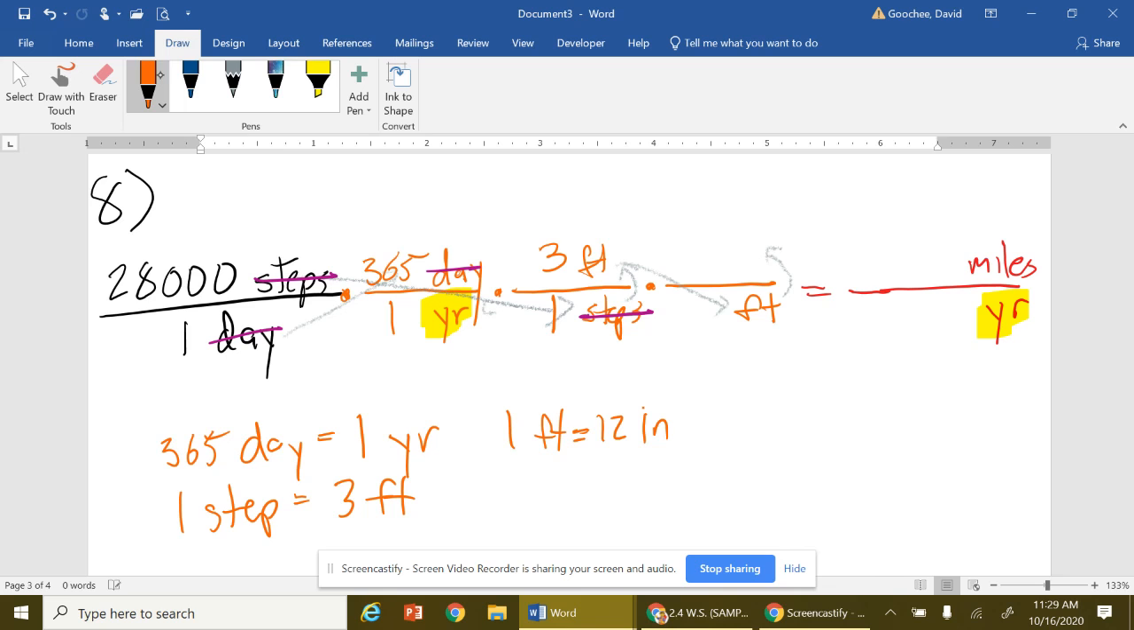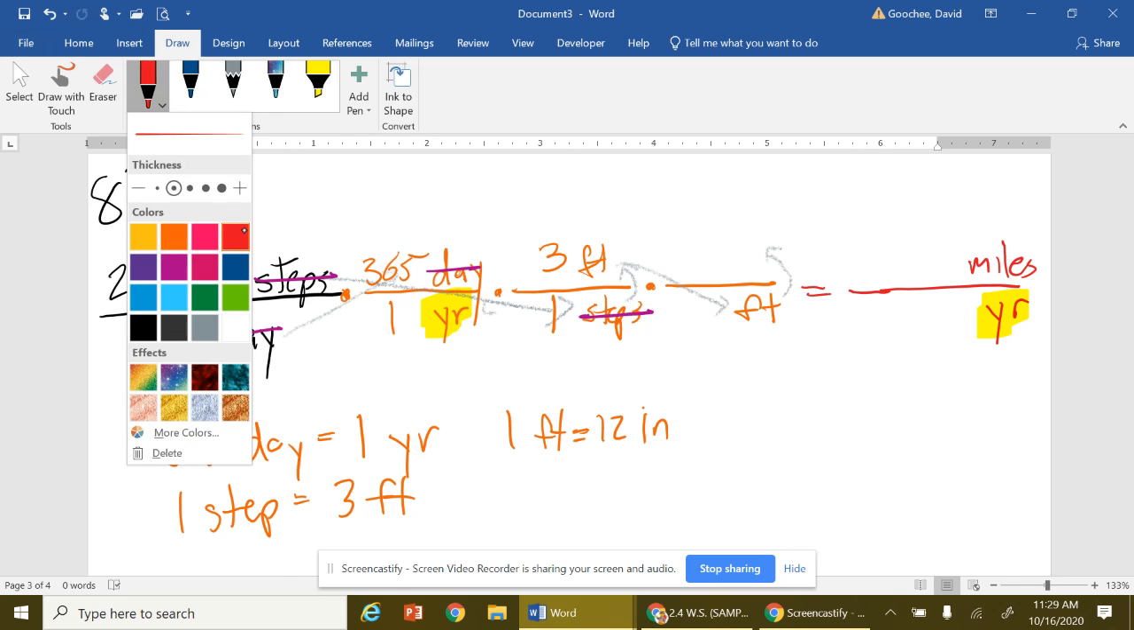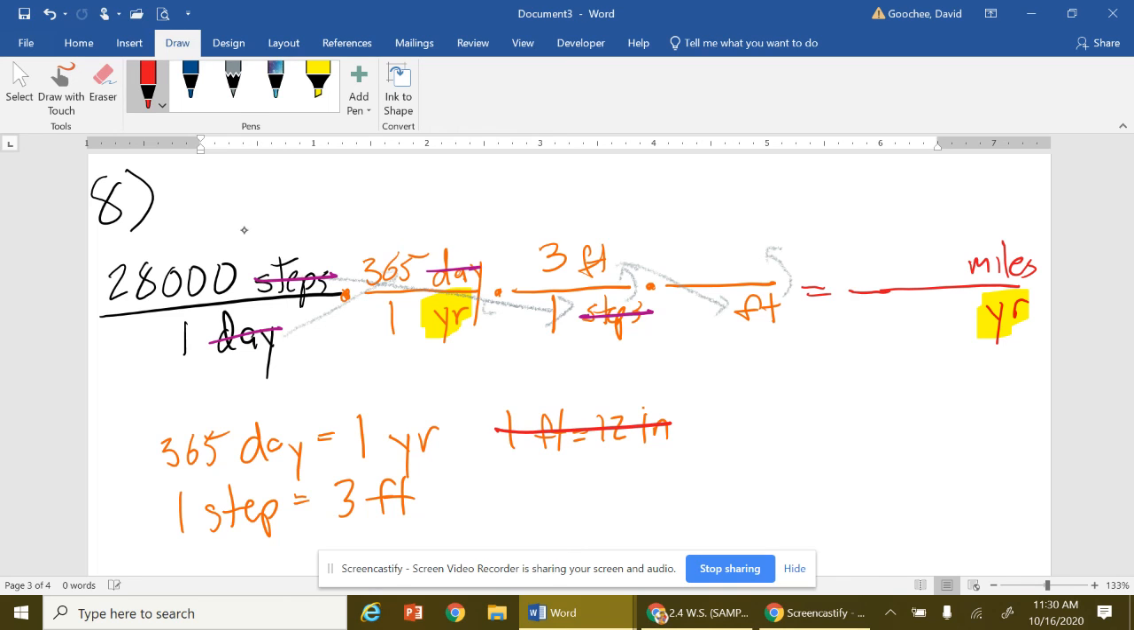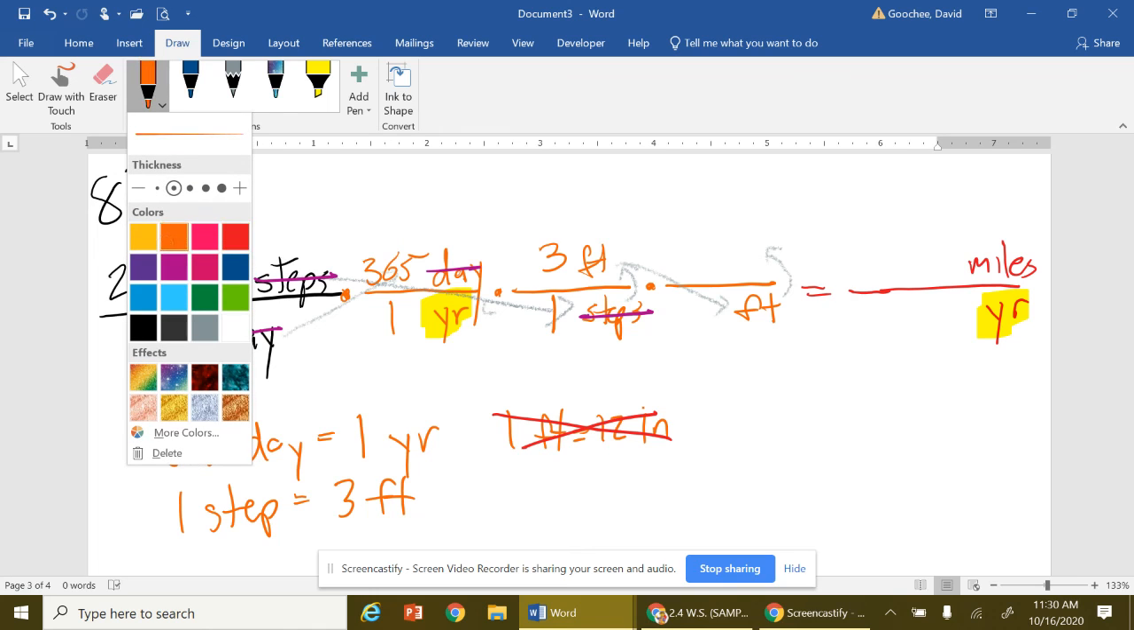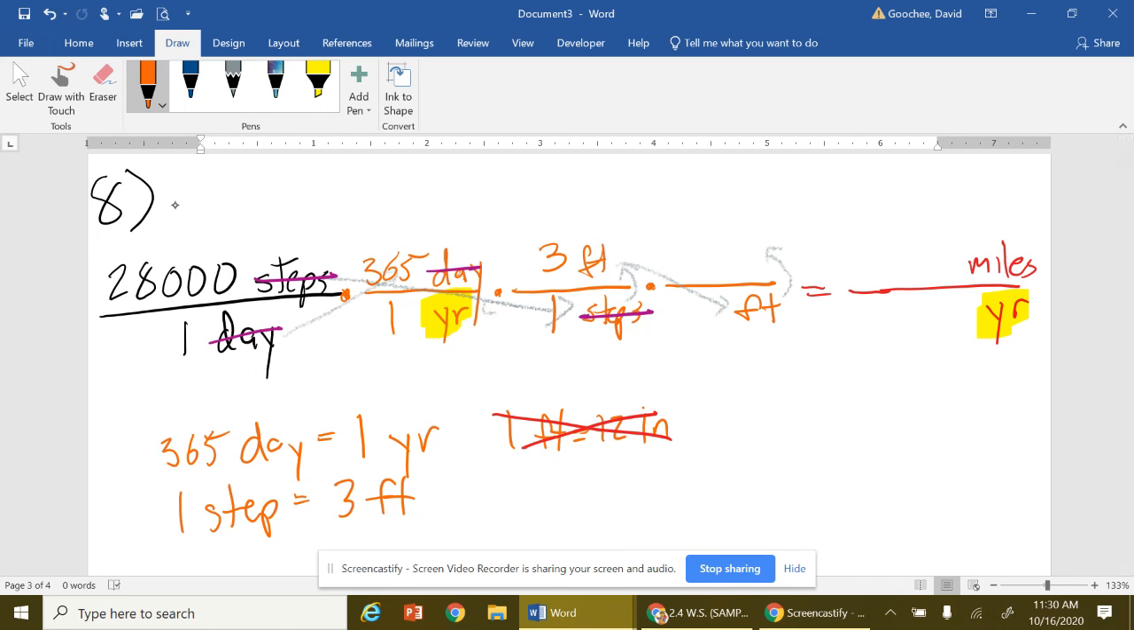But that's not going to help us, because 1 foot to 12 inches is getting us in the smaller direction. That's not what we want. We are trying to get from feet into miles. This might happen in dimensional analysis, where you do a conversion and realize you were going the wrong direction, and you just have to erase it and do it over again. Well, it turns out we can go from feet into miles.